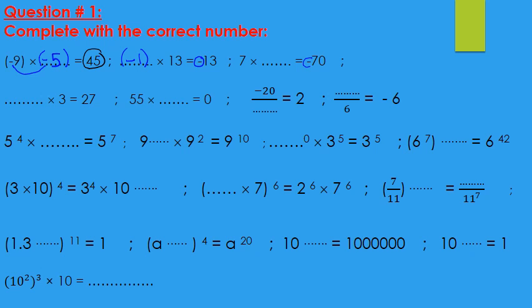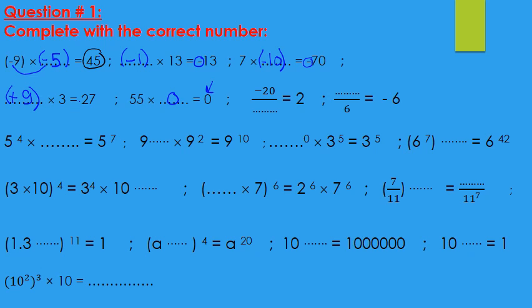Now the sign of the result is negative. So positive times what gives us negative? Positive times negative will give us negative. 7 times 10 will be minus 70. Now the sign of the result is positive. So positive times what gives us positive? Positive times positive. 3 times 9 will be 27. Now 55 times what gives us 0? Always when the result is 0, any number multiplied by 0 will be 0.